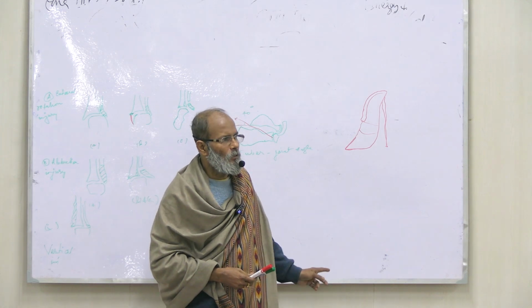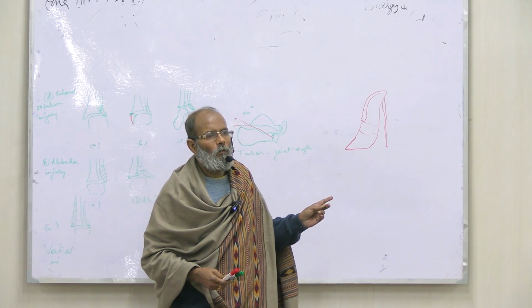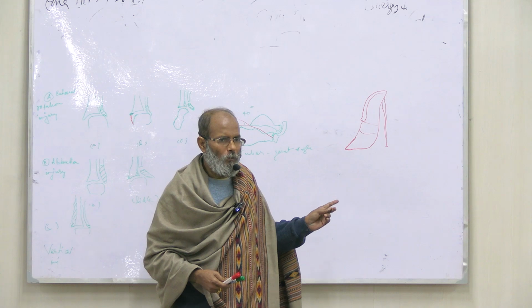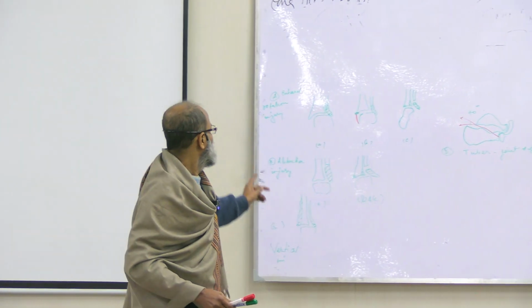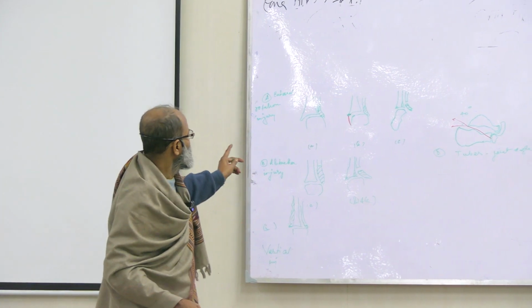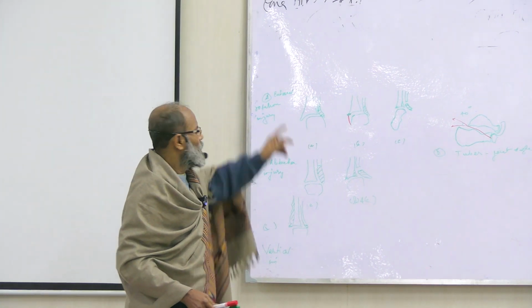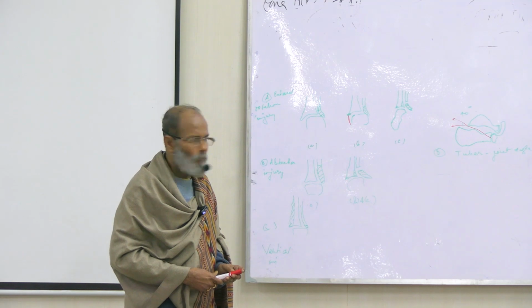So the first one is the spiral fracture of the fibula. This is the external rotation injury. The first is the spiral fracture of the fibula.